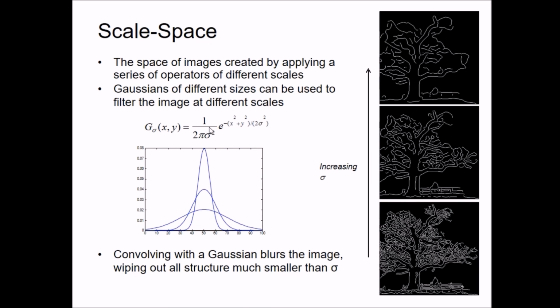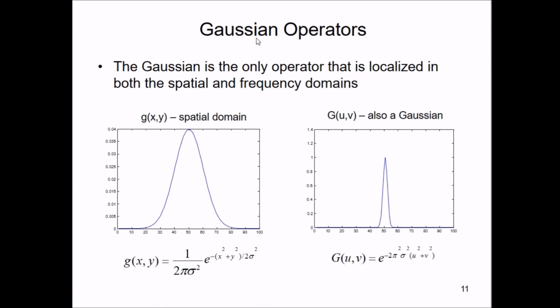This Gaussian is very important. See, as this sigma increases, convolving with the Gaussian blurs the image, wiping out all structure much smaller than this sigma. If you apply this sigma, I'll show you. This is the first sigma, this is the second, one more sigma, and again the sigma values are increasing. So finally, convolving with this Gaussian blurs the image, wiping out all the structures much smaller than this sigma. So you can apply this G sigma xy, which is the Gaussian. So these are the Gaussian operators.